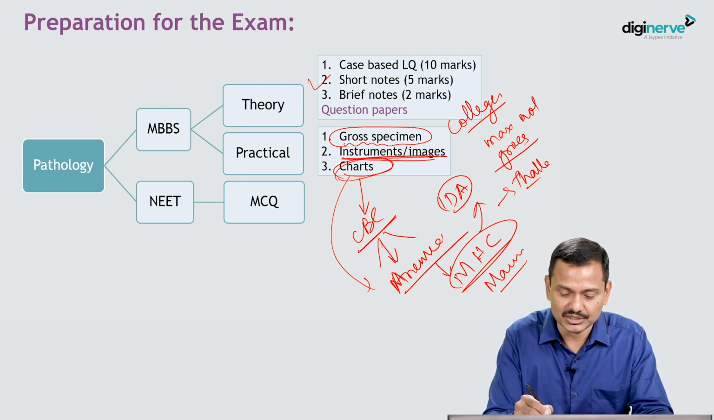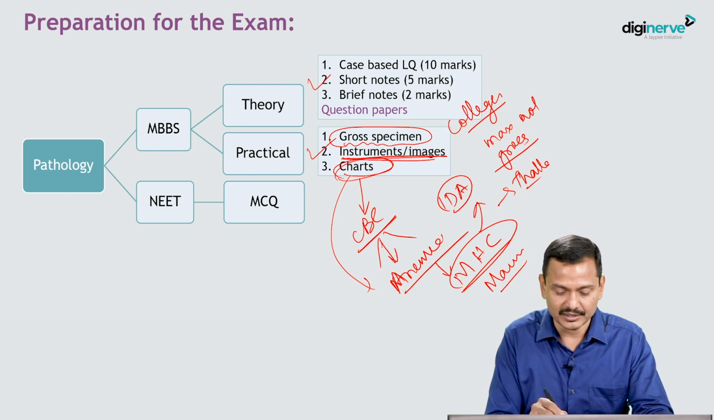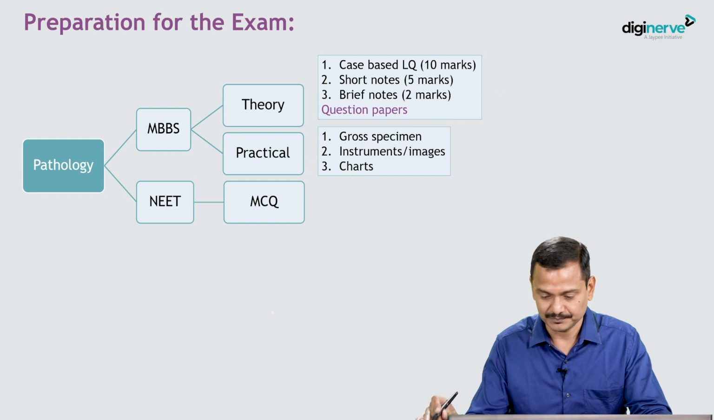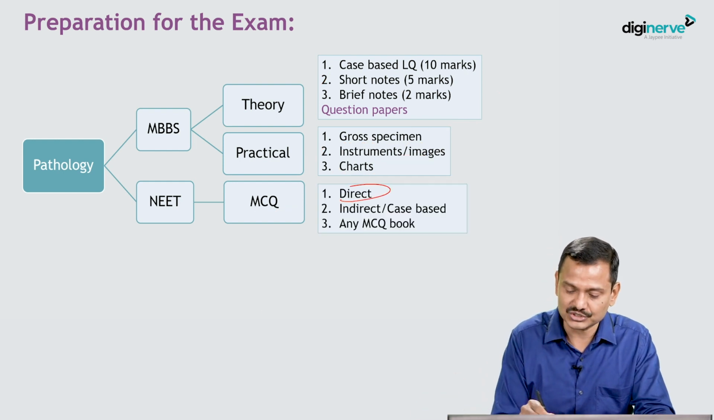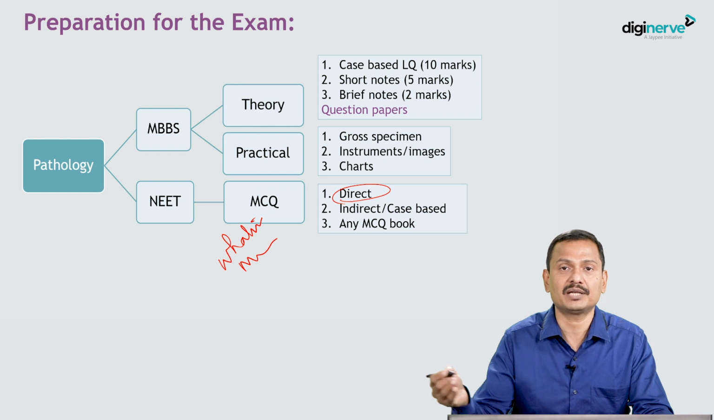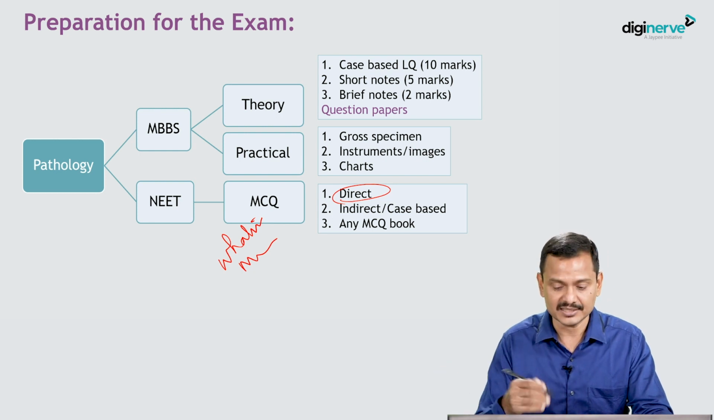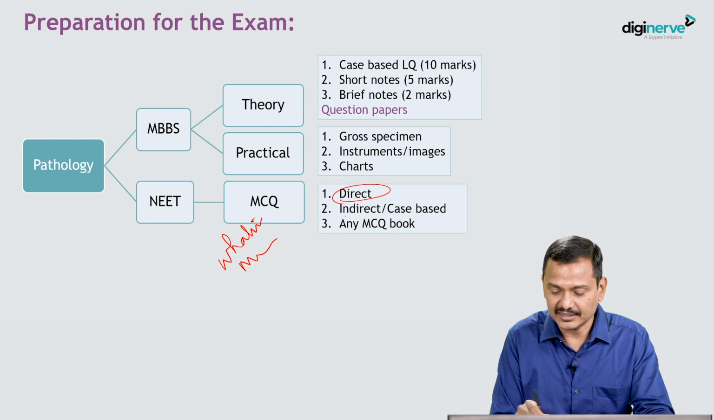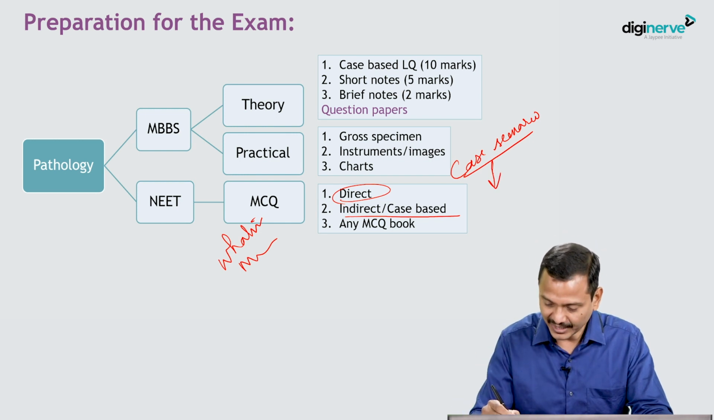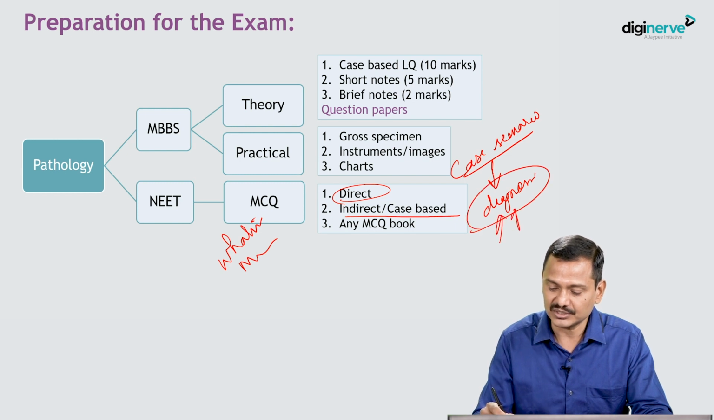This was about your theory and practical, and for MCQs you have to read and understand the concepts first. For direct questions you don't have a problem, like if I ask what is the most common nerve supplying this, or what is the most common abnormality associated with this nerve. That is a direct question, whereas an indirect question is when a case scenario is given. You have to read all the history and arrive at a diagnosis, and the questions will relate to this diagnosis.